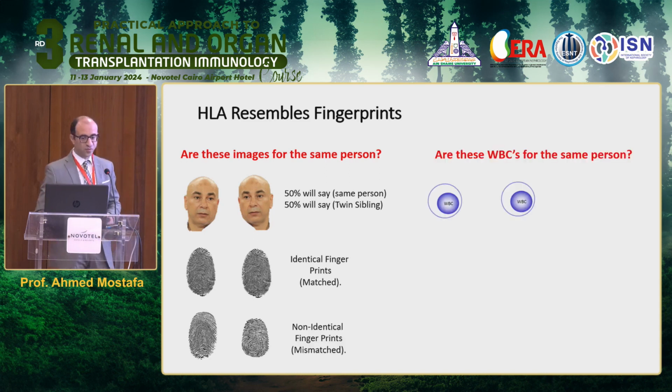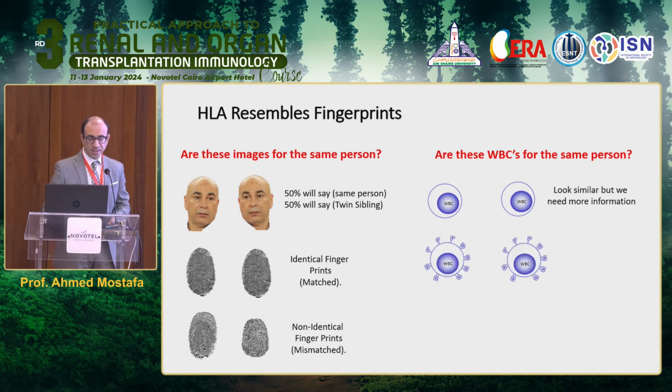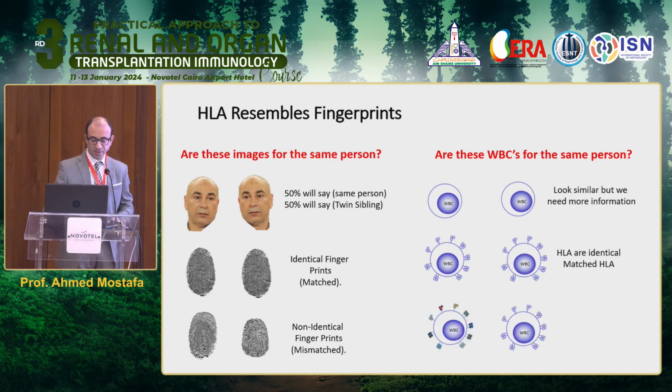And the same scenario applies for HLA. If I ask you, do these white blood cells belong to this person? The answer will be, yeah, they look similar, but we need more information, and the information will be guided through the HLA. Now look at both HLAs, are they similar? Yeah, both of them are white, so they look similar. So we call them HLA identical, or in our language, matched HLA. But in the other case here, one HLA has different colors and the other one is white. So their HLA is not identical, or mismatched HLA.